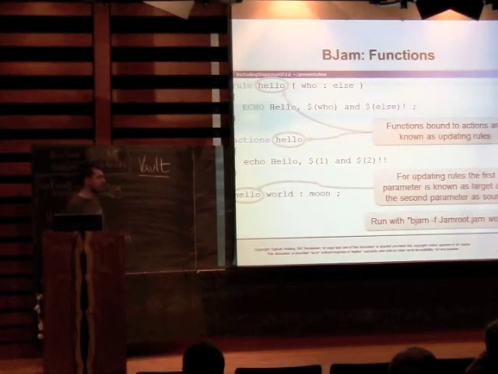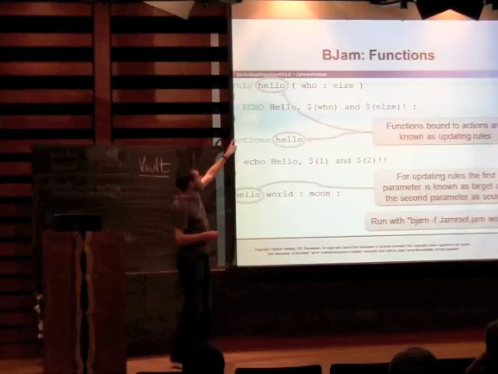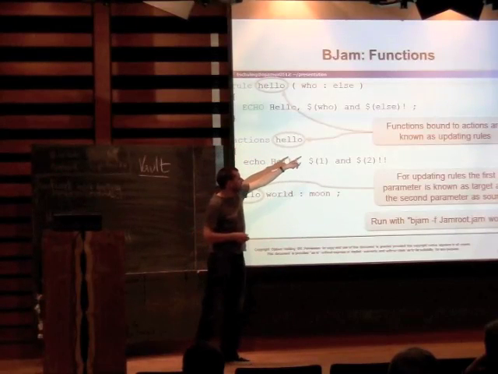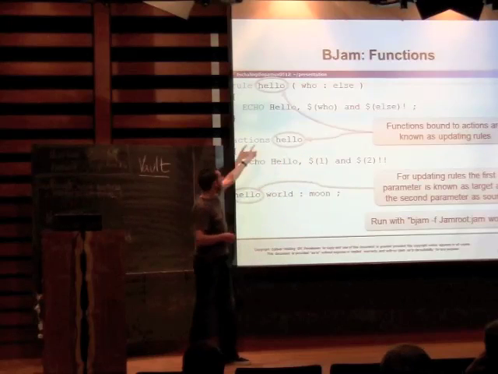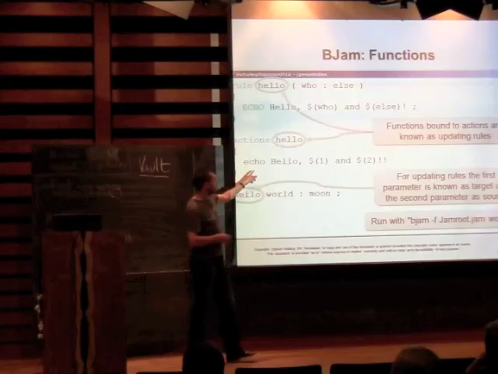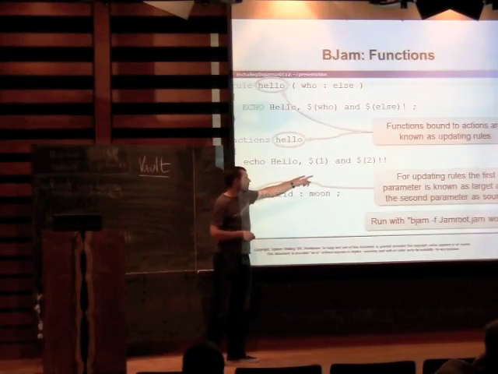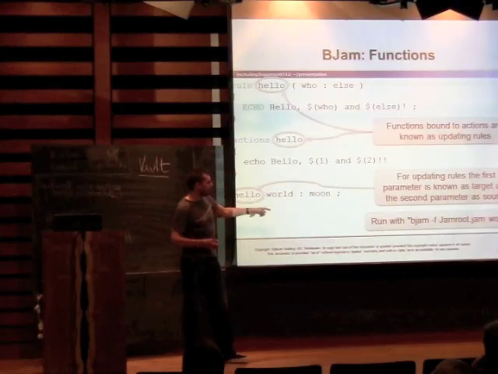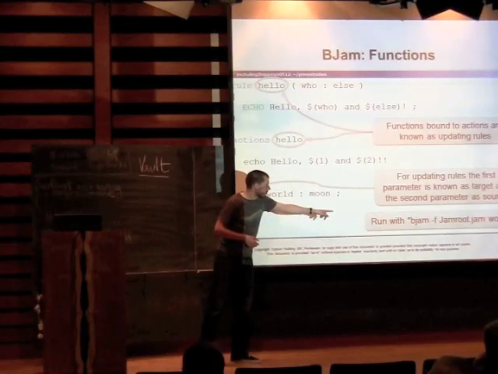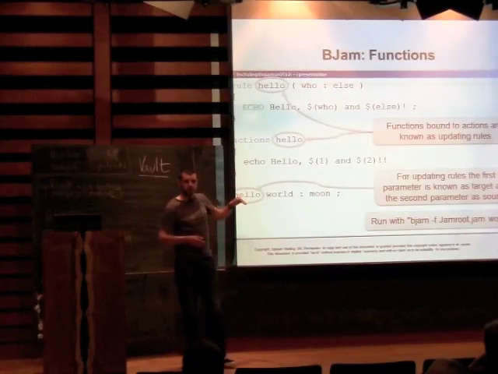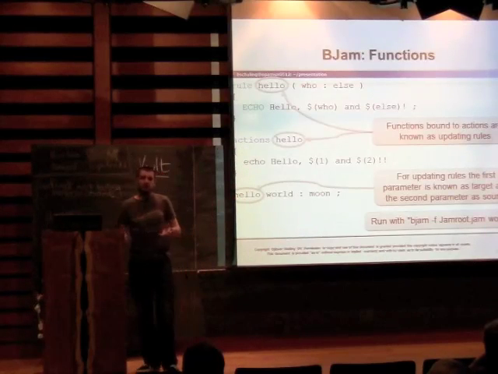If you run this here, you would expect to see first hello, in this case again, hello world and moon with one exclamation mark. And as after rule actions are executed, you would expect to see another one, hello world and moon with two exclamation marks. In fact, you can try this out with this command here, and indeed you're going to see hello twice, but you are going to see something additional.